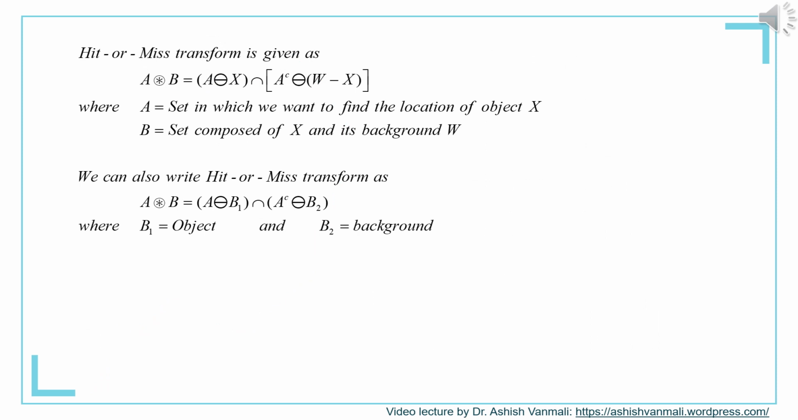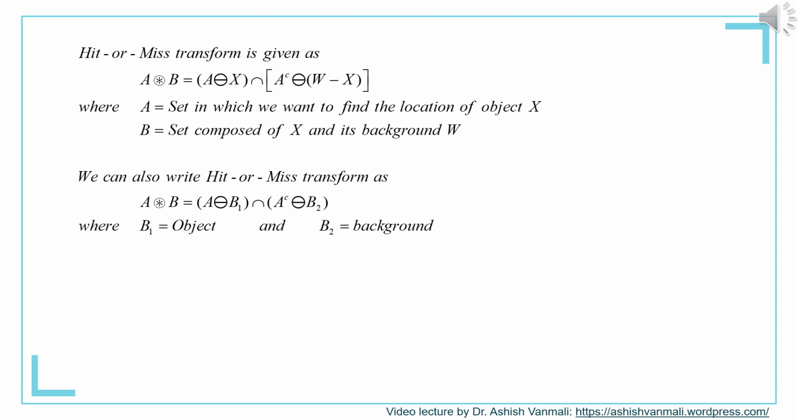The hit and miss transform is given as A hit and miss transform with B is equal to A erode with X intersection with A complement erode with W minus X, where A is a set in which we want to find the location of object X and B is set or composed of X and its background W.